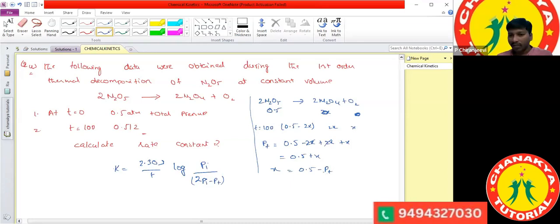So same equation: if you apply the equation at initial pressure, the x value can be applied here as well. If you apply it here, it is 0.5 minus 2x. What is the 2x value? Here, 2 into 0.5 minus Pt. If you simplify this, what will you get?